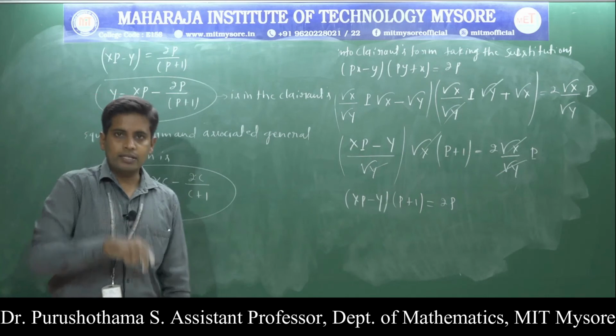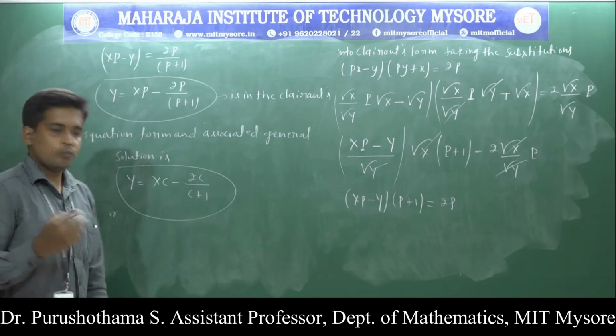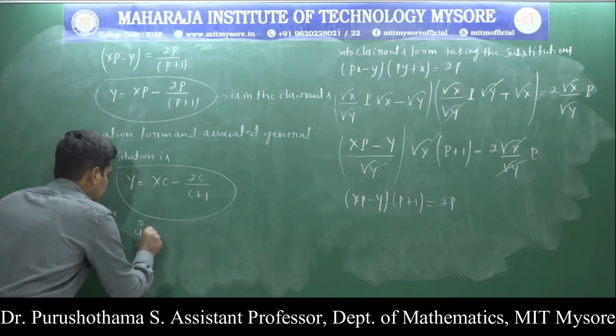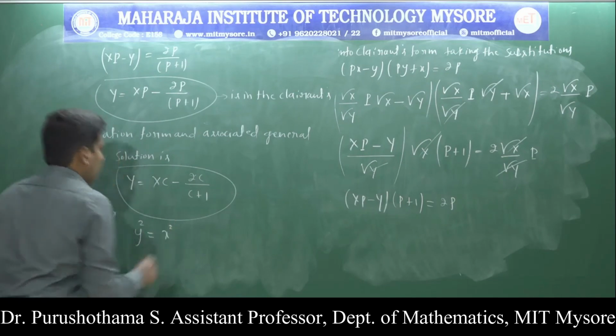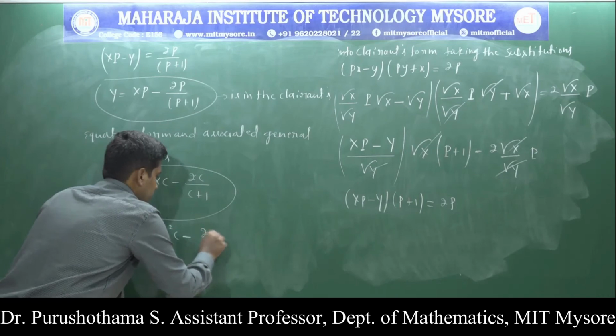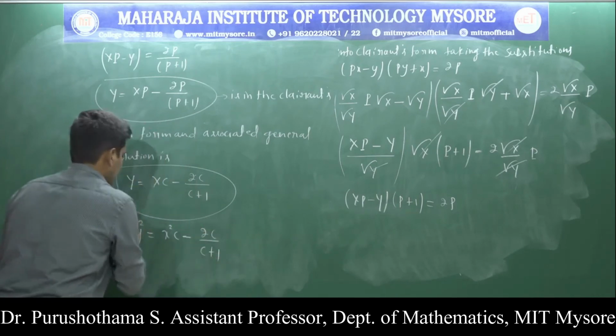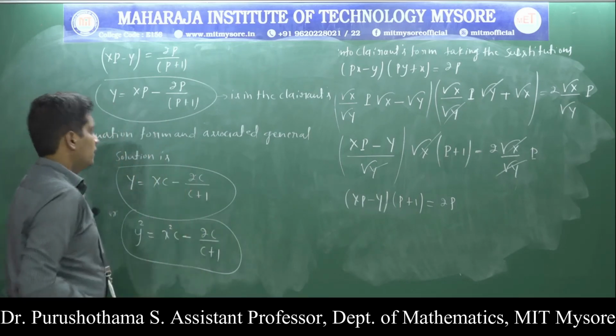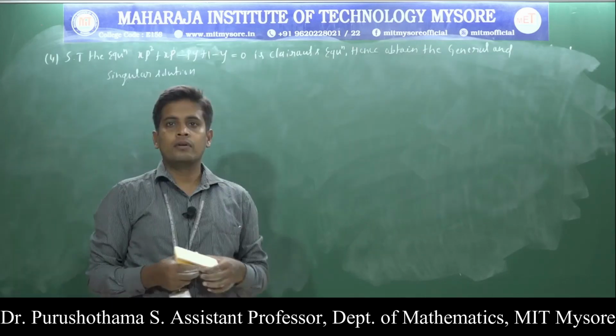In the given data capital Y is nothing but small y square, so y square is equal to capital X, which is nothing but small x square, into c minus 2c divided by c plus 1. This is also a general solution of the given equation.